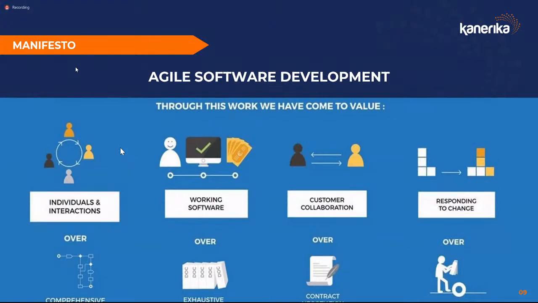Working product over comprehensive documentation. In the past, probably six to seven years back, more focus used to be on proper documentation of every aspect of the project. There were several times when this was done at the expense of the actual final product. The Agile values dictate that the first and foremost duty of the project team is completing the final deliverables as identified by the customers.